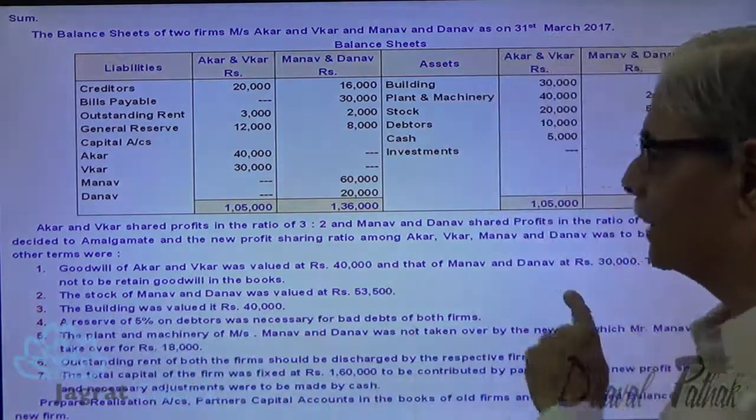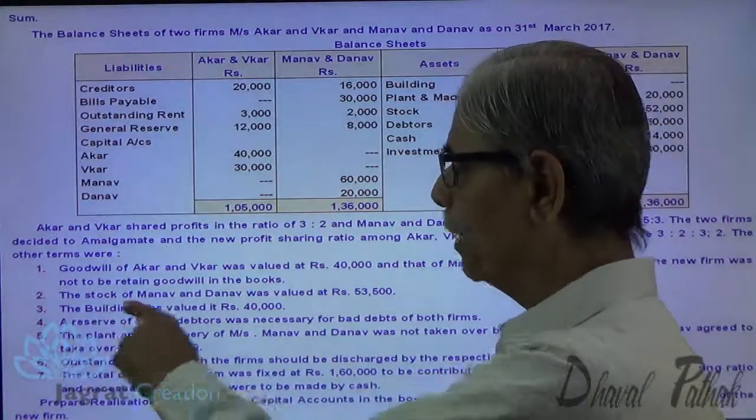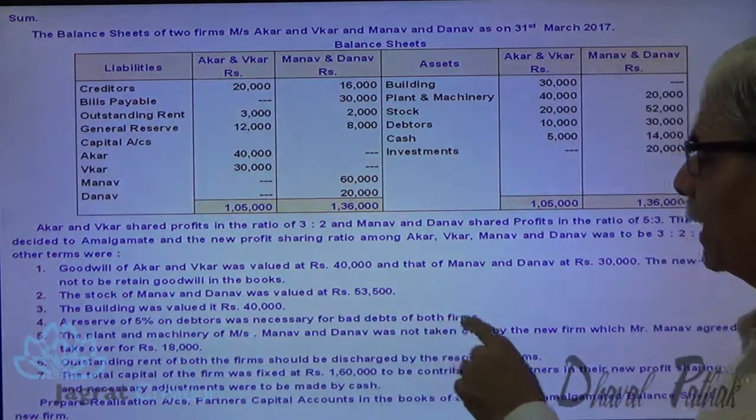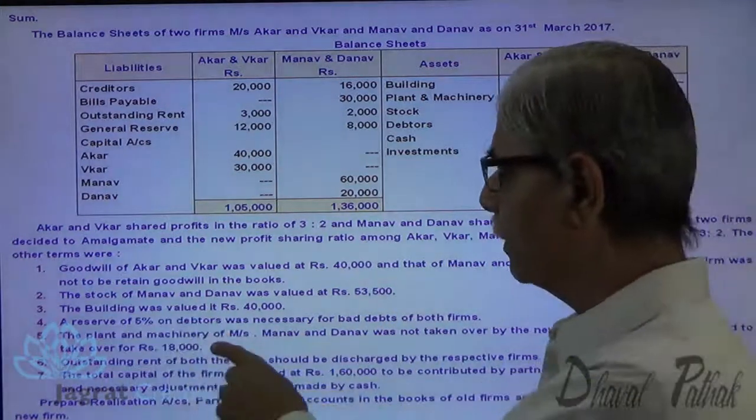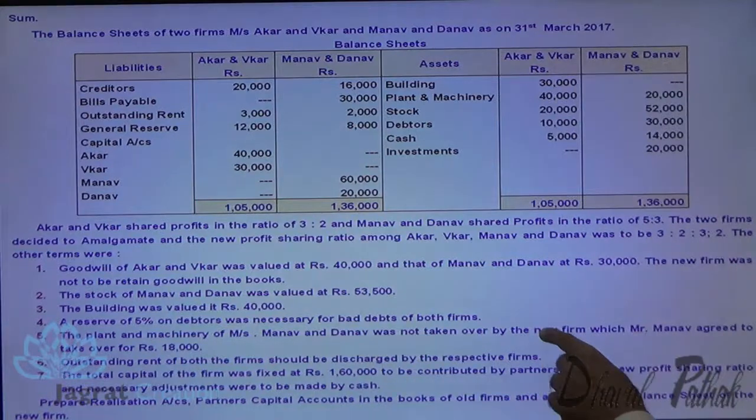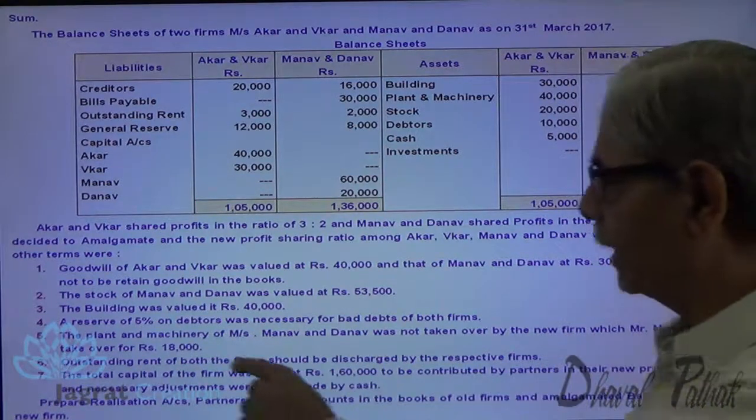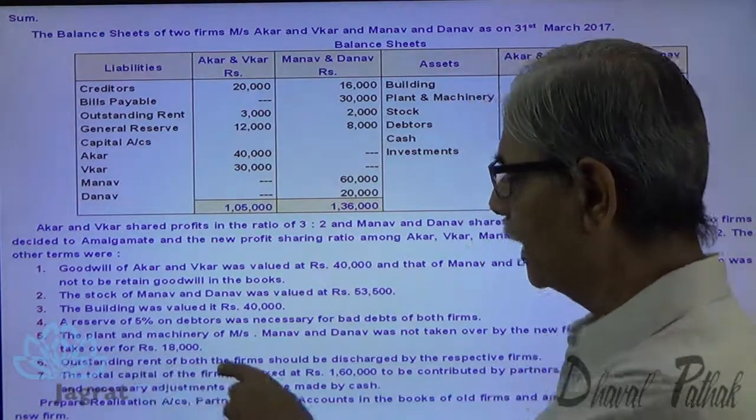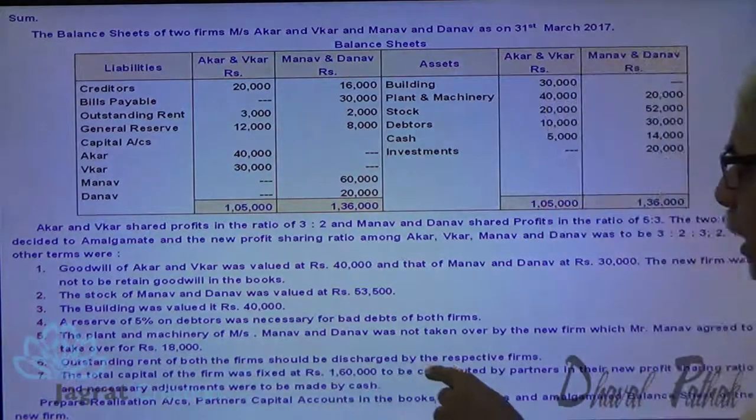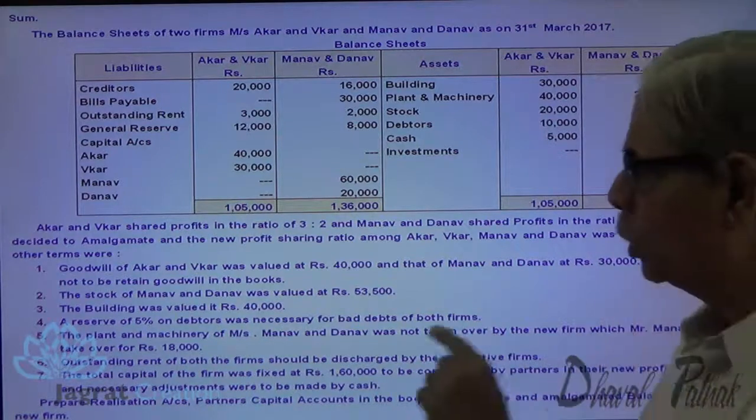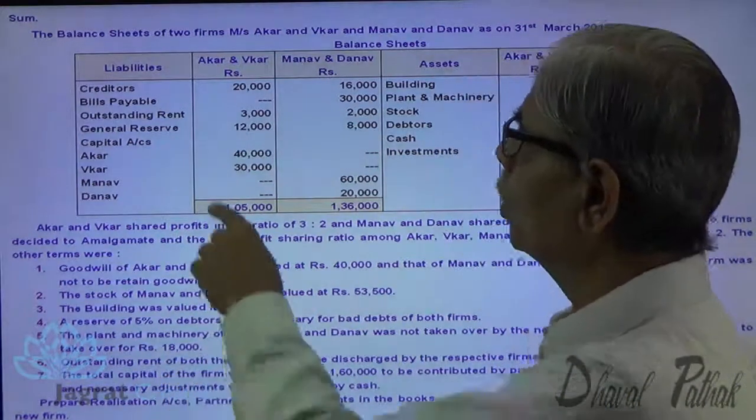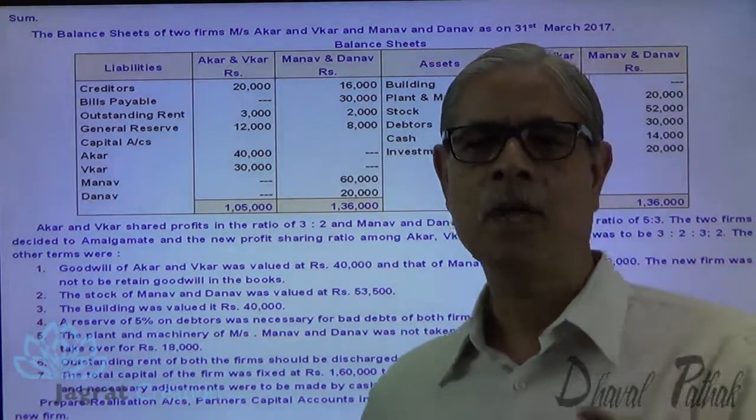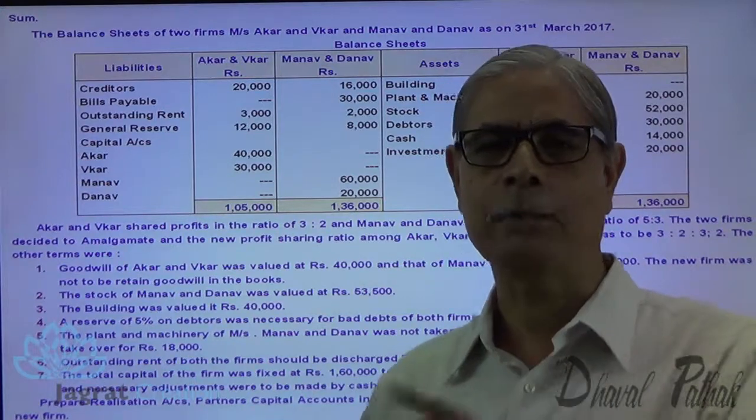The stock of Manav and Danav was valued at 53,500. Building was valued at 40,000. The reserve of 5% on debtors necessary for bad debts in both the firms. The plant and machinery of Messrs. Manav and Danav not taken over by the new firm, and Manav agreed to take over for 18,000. Outstanding rent of both the firms should be discharged by the respective firm. So rent outstanding 3,000 and 2,000 will be paid by the firm itself, and after that the partnership firm is transferred to a new firm.